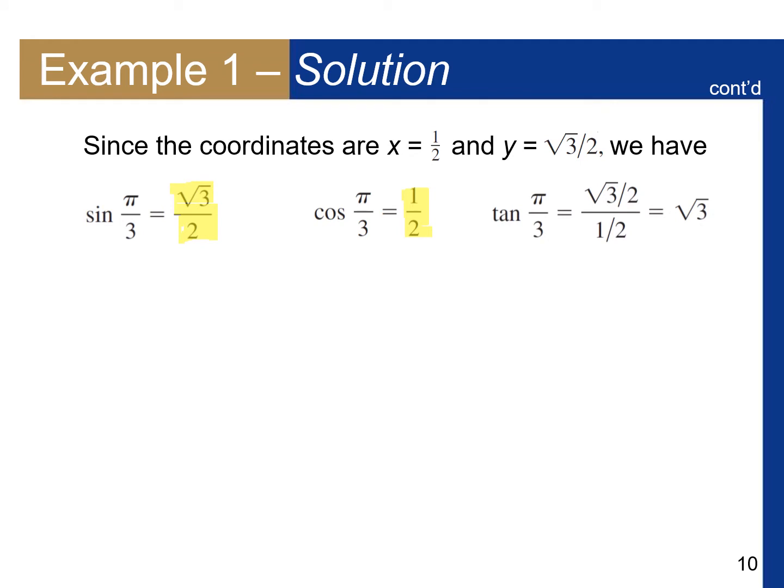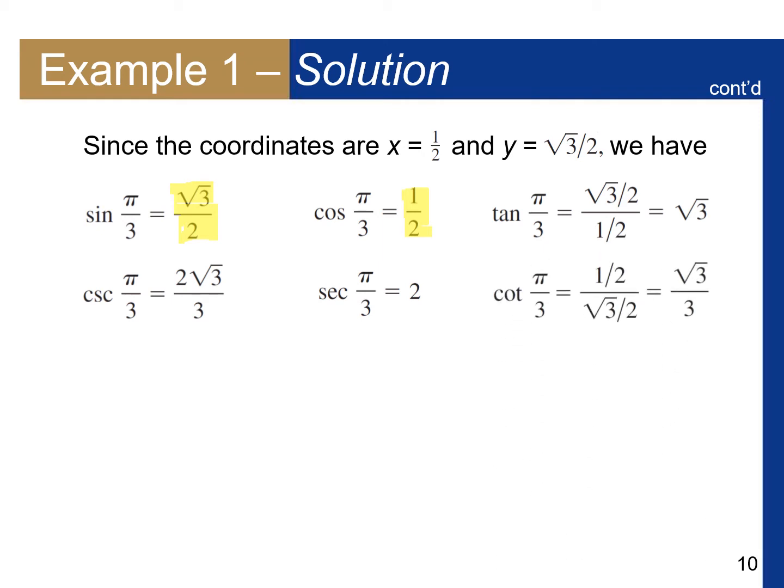The tangent, of course, is sine over cosine, so that will reduce to the square root of 3. Cosecant is your 1 over sine, so you're going to do your reciprocal and rationalize. And secant is your 1 over cosine, so then you will flip over your 1/2 and get 2. Cotangent would be your reciprocal of tangent, square root of 3 over 3.